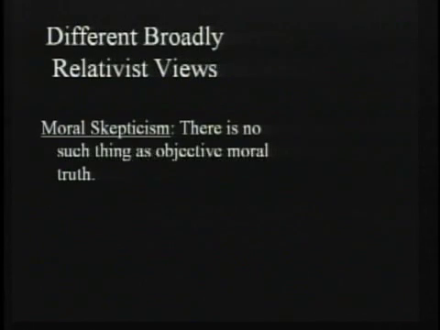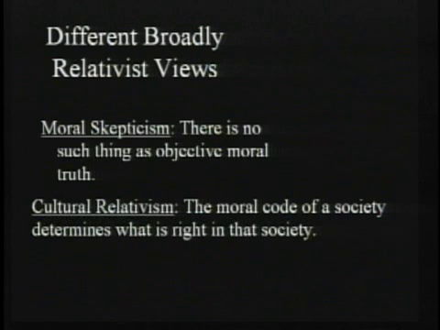So, let me get the PowerPoint here just to make sure I've got the one I want. Okay, so we can then distinguish three different ideas in this broadly moral relativist ballpark. First, there's the thing we've been focusing on so far, moral skepticism, as we've seen, the claim that there's no such thing as objective moral truth. Distinguish this from a second view we can call cultural relativism. This is the view that the moral code of a society determines what is right in that society.